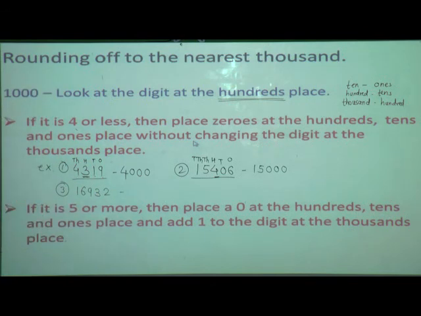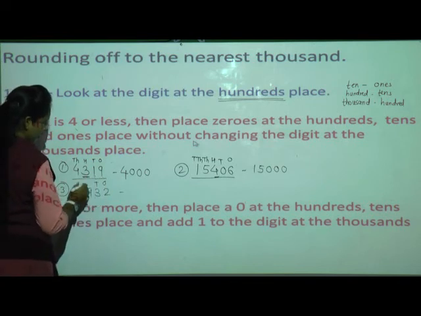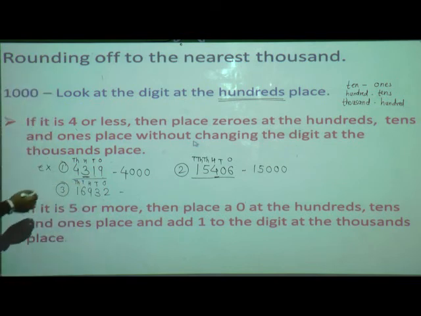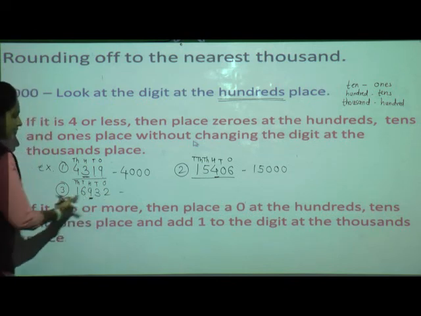Okay. My question is 16,932. Let me give place values first: ones, tens, 100, 1000, 10,000. Now the question is nearest to 1000. So underline the hundreds place. What is there on the hundreds place?